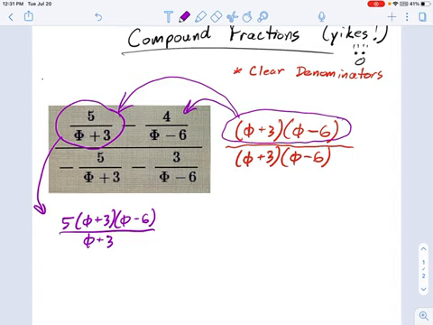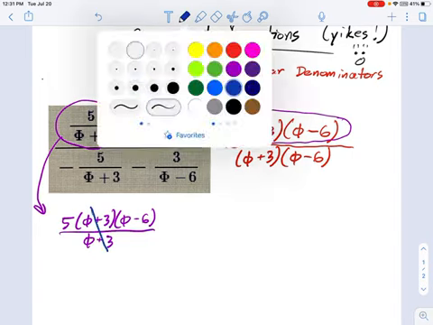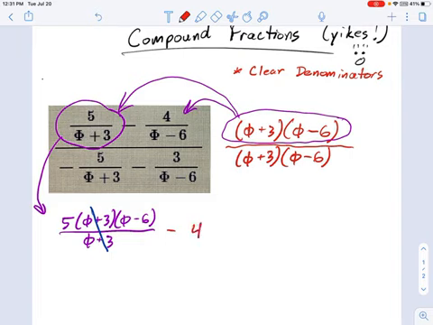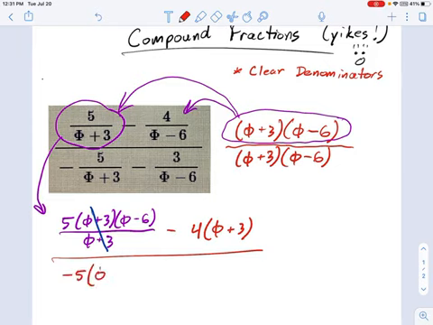And you can see what's going to cross out, right? That 5 plus 3, which is kind of the point. We were trying to cross that out. And what you would get is just 5 times 5 minus 6. Okay, so I'm going to go a little more quickly now. The top right fraction cancels out its 5 minus 6, and all you have left is 4 times 5 plus 3. And then we have a big denominator. And on the bottom, you have negative 5 times 5 minus 6 and negative 3 times 5 plus 3.